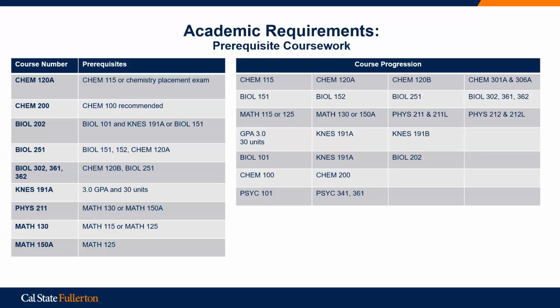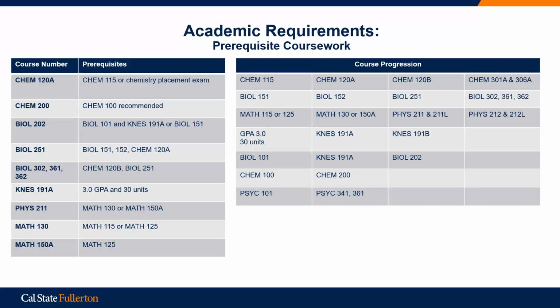Okay. So now that we know the prereqs and the prereqs to the prereqs, how do we get started, right? I think it's helpful to think of these as sequences. So we have our chem sequence, our bio sequence, our physics sequence. So the chem sequence for PA and PT, we're going to start with that Chem 115 or the Chem placement exam. Then we can move on to 120A, 120B, and 301A. For our PA bio sequence, we would go with 151, 152, genetics, and then our upper division anatomy, physio, micro.